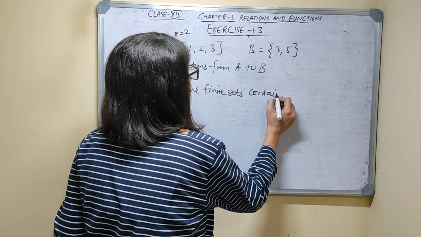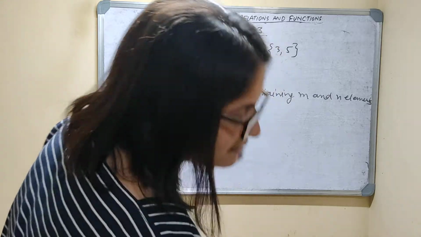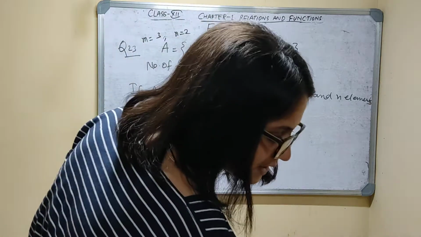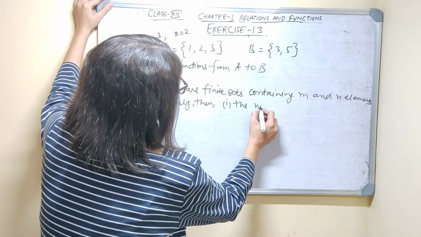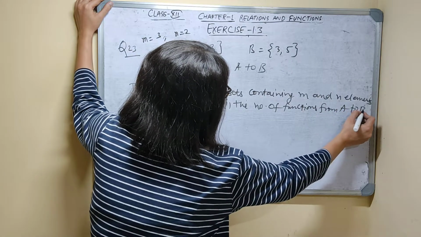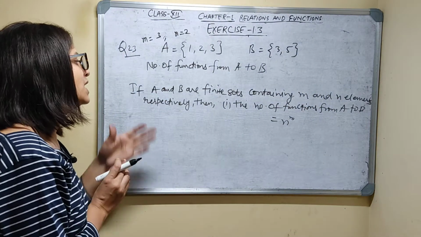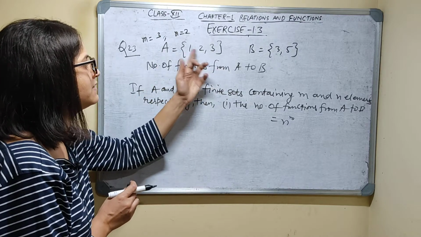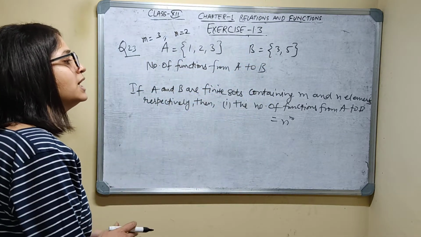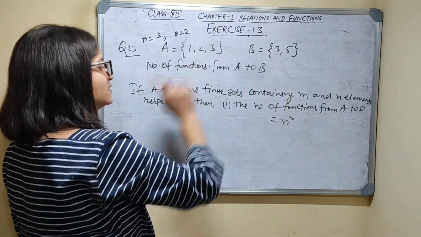If A and B are finite sets containing m and n elements respectively, then the number of functions from A to B is n power m. Here greater than or less than, no problem, only the number of functions from A to B. Here m is 3 elements, n is 2 elements.